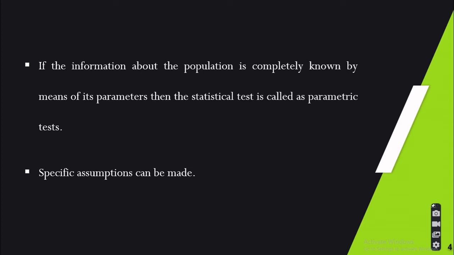if a researcher has the information about the population completely, then he can assume something about that population's characteristics. So, with the help of the parameters or the measures of the population, he or she is able to assume something about the characteristics of the population. So, in such cases, we are using parametric tests.